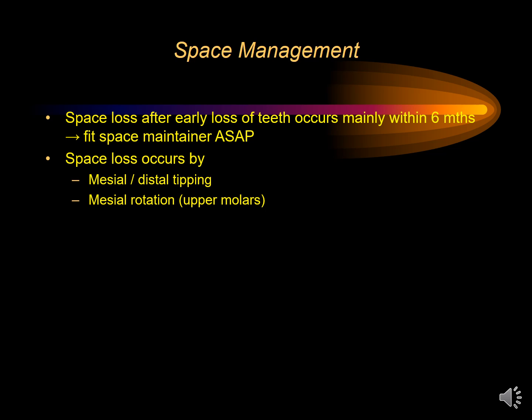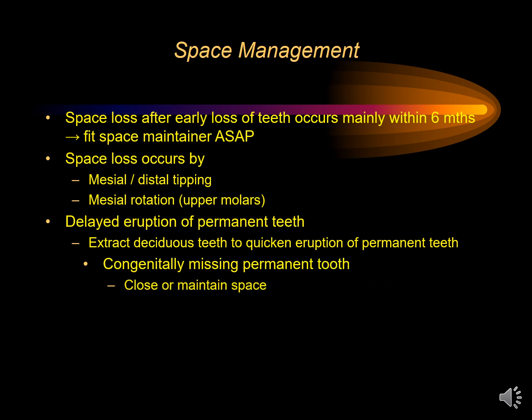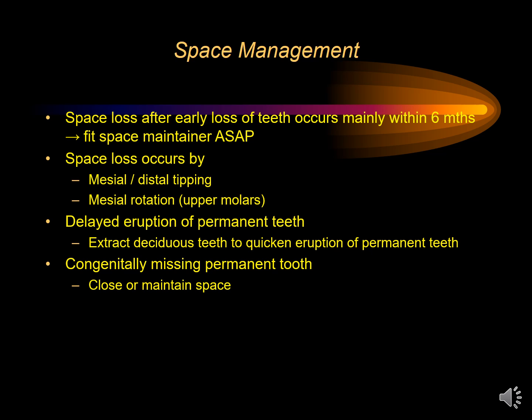How does this space loss occur? It can occur by either mesial or distal tipping of the adjacent tooth, and in the case of upper molars there's mesial rotation as well. If there is a delayed eruption of the permanent teeth, we may be able to extract the deciduous teeth to quicken the eruption of the permanent teeth. If there is a congenitally missing permanent tooth, for example a lateral incisor, then a decision has to be made whether to close or maintain the space.